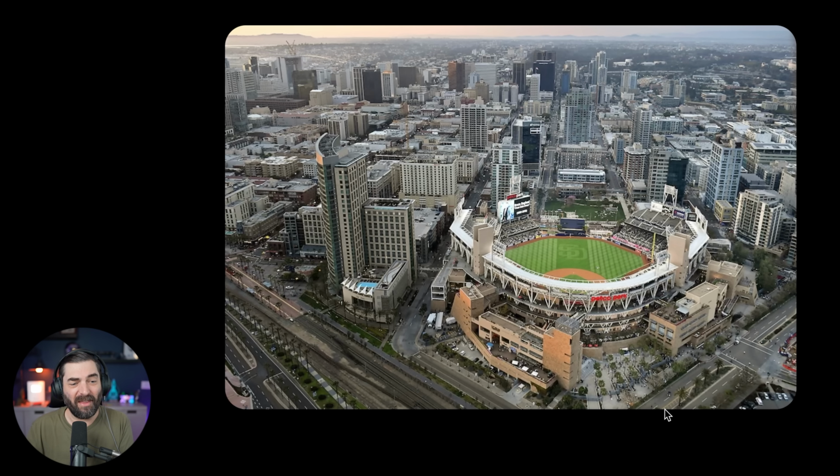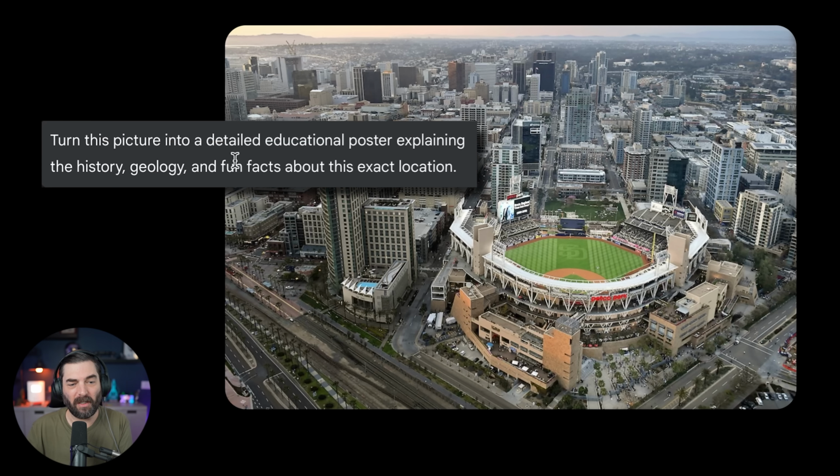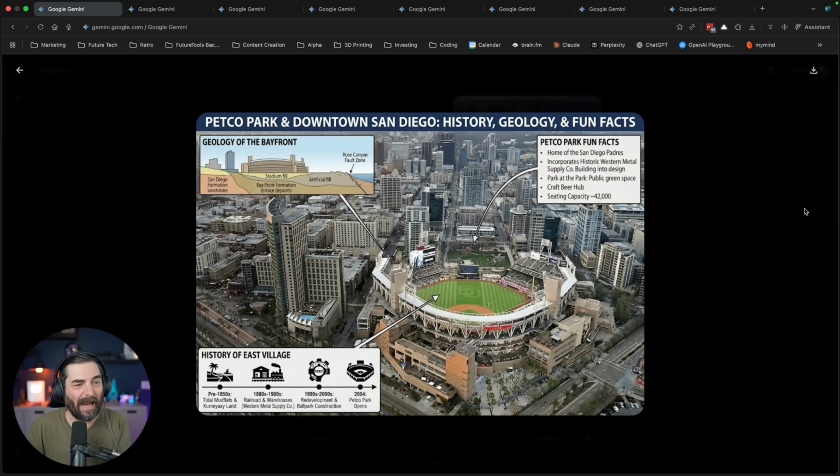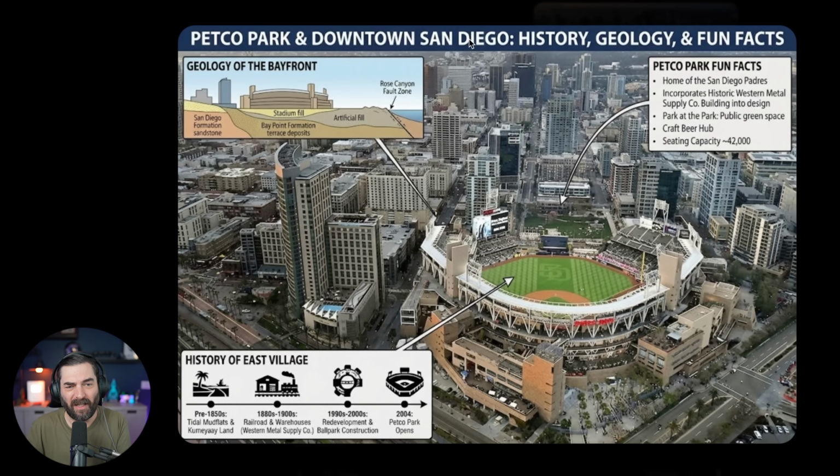So I fed it this image of Petco Park, where the San Diego Padres play, and I gave it the prompt, turn this picture into a detailed educational poster explaining the history, geology, and fun facts about this exact location. And this was our output here. Petco Park in downtown San Diego, history, geology, and fun facts. I have no idea if the geology portion of this is correct. I would assume that's right.